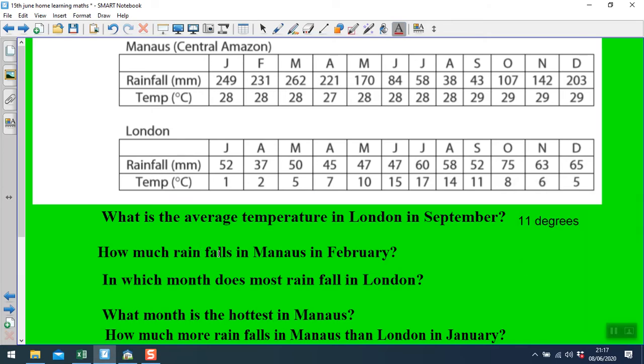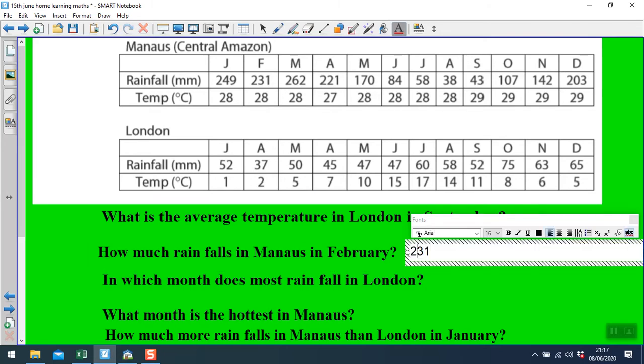How much rain falls in Manaus in February? So the top one is Manaus, February is the F, and I'm looking at rainfall. So it's 231 millimetres.